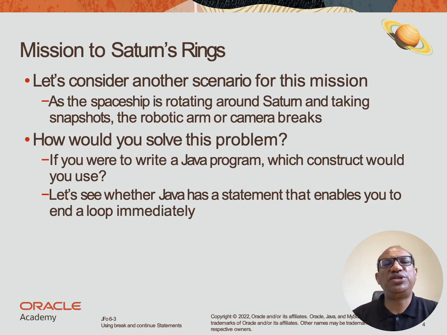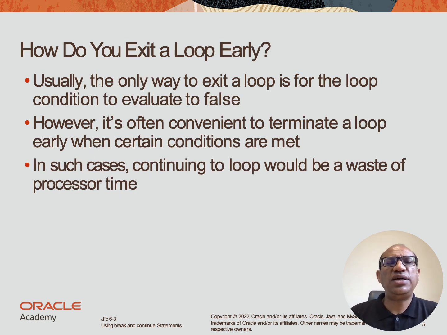Let's go back to our mission to Saturn's rings. Imagine your spaceship is cruising along, snapping photos, and suddenly the robotic arm or camera breaks. How would you stop the loop of snapshots in code? Usually, a loop only ends when its condition becomes false. But sometimes it's wasteful to keep looping when you already know it's time to stop, like when the hardware fails. That's where break comes in.